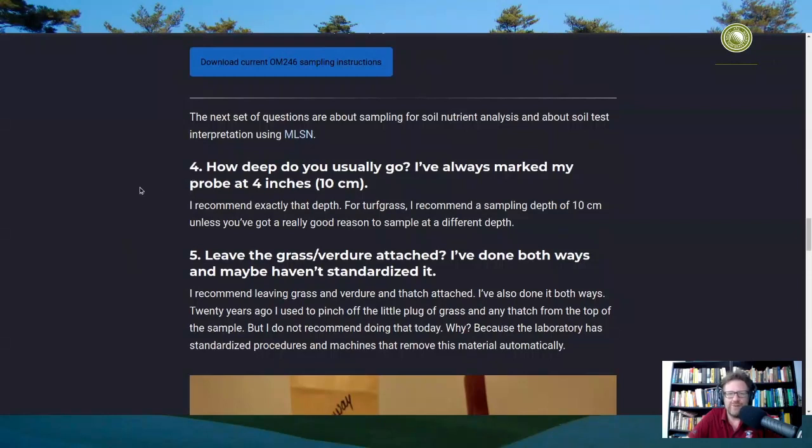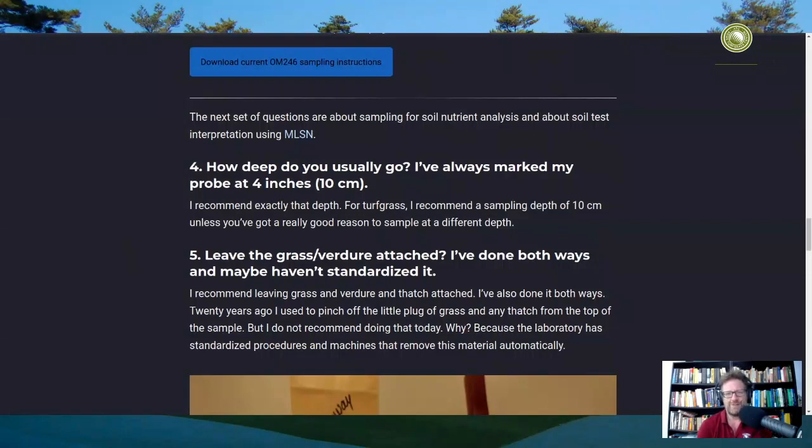You can do that also, but I would rather be a little bit aspirational, and who knows, maybe the reason why the roots are only 4 centimeters deep is because the soil pH is so low down below or something. So I would like to be a little bit aspirational and sample at 10 centimeters if I could.